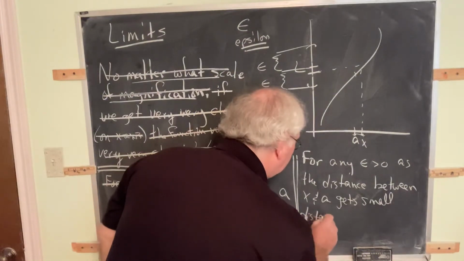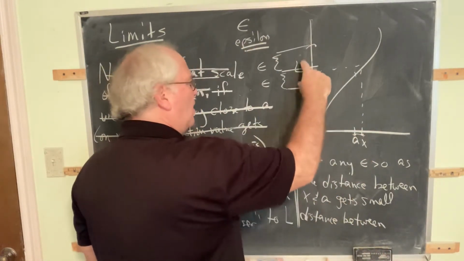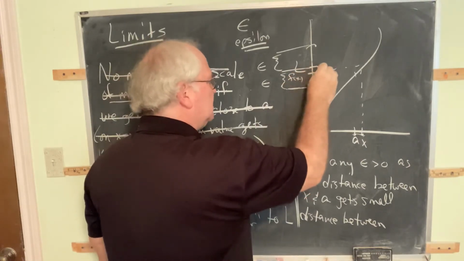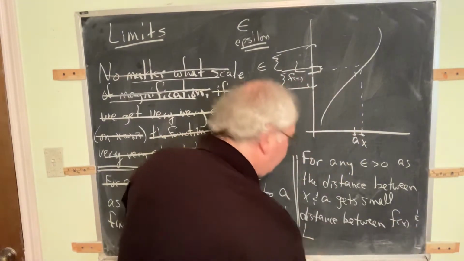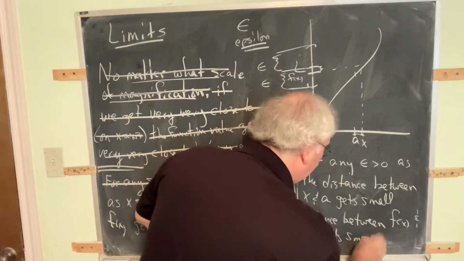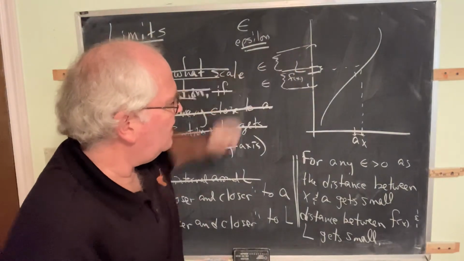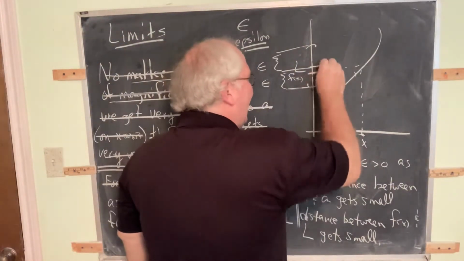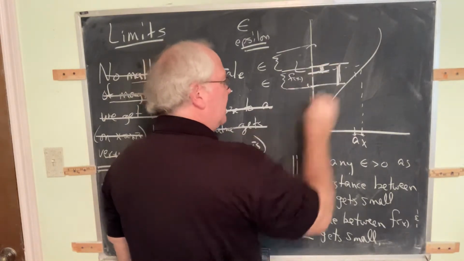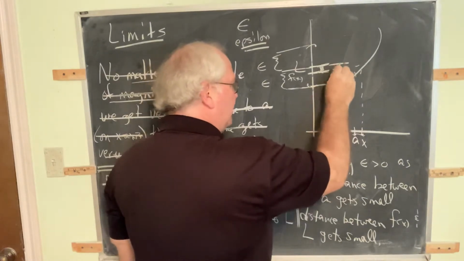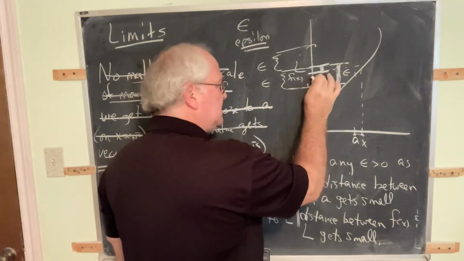It means the distance between, not x and A, here x and A is happening on the x-axis. What's happening on the y-axis? This is f of x and L. The distance between f of x and L also gets small. In fact, how small does it get? f of x must be inside this interval. The distance between L and f of x must be less than the distance between L and this point. That distance, we know what it is. It's epsilon. The distance between f of x and L must be less than epsilon.